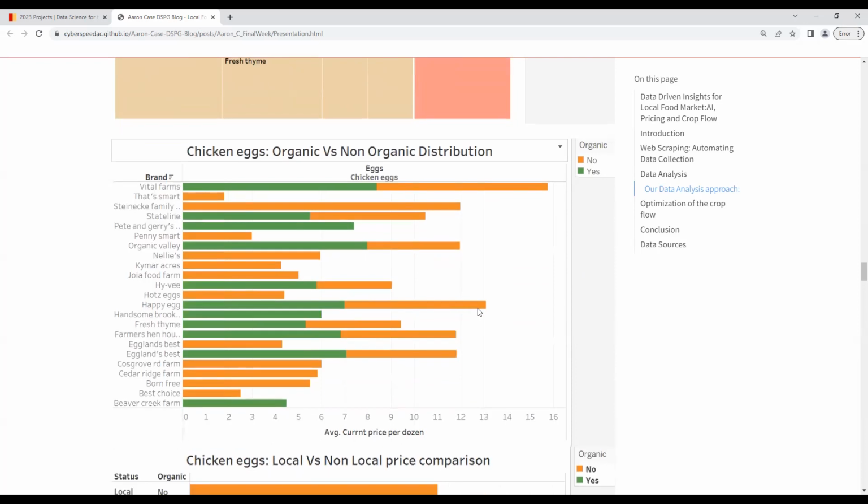Now here we have chicken eggs, organic versus non-organic distribution. One thing to notice in this visualization is that when you go all the way down, you can see Brewer Creek Farm only sells organic eggs. So this could be a chance for farmers who are producing organic eggs to reach out to this brand so that they can attract more customers and run their business for more profit.